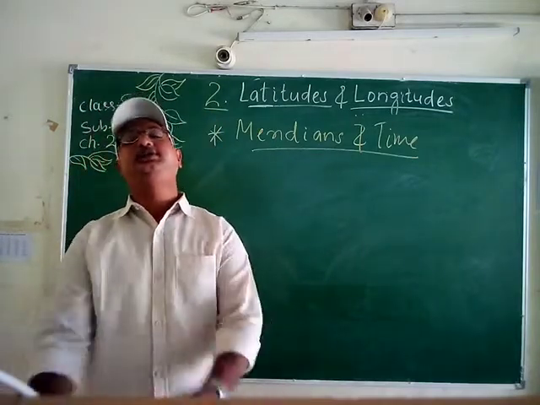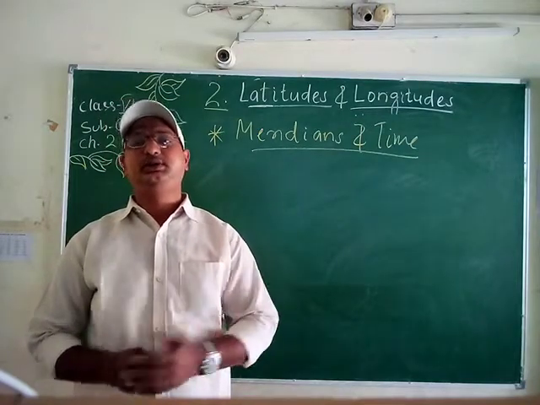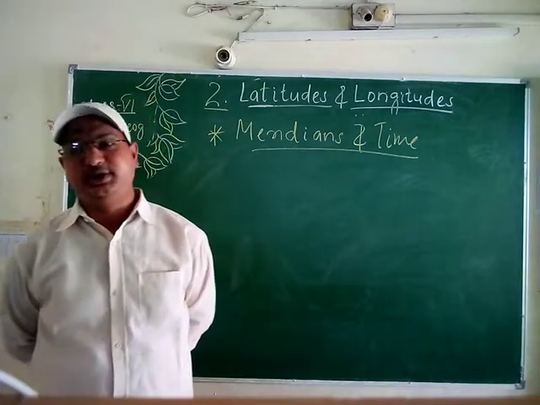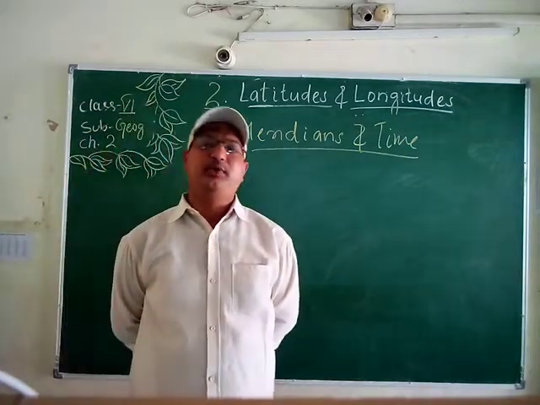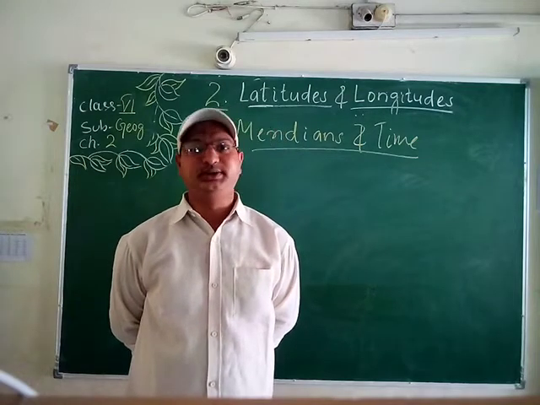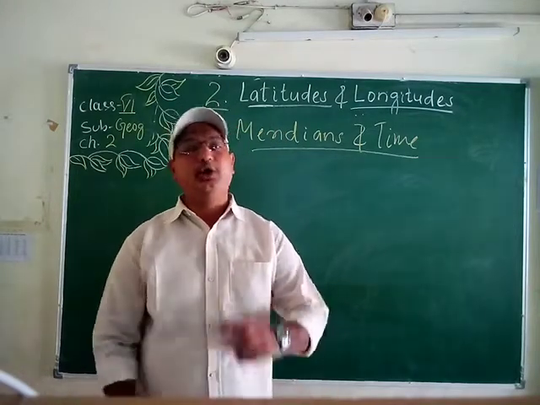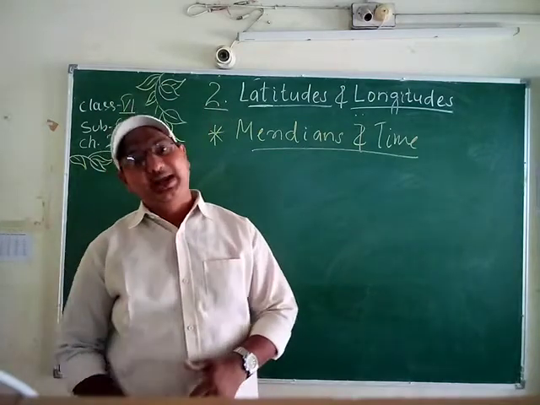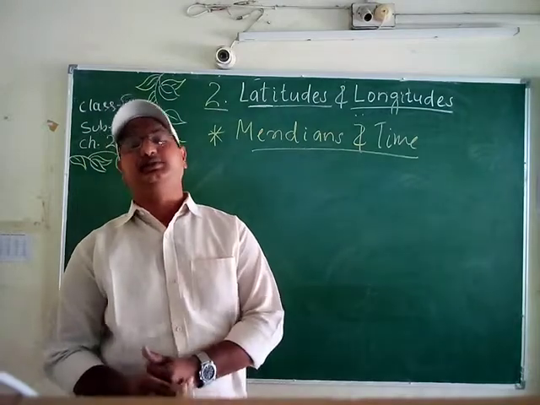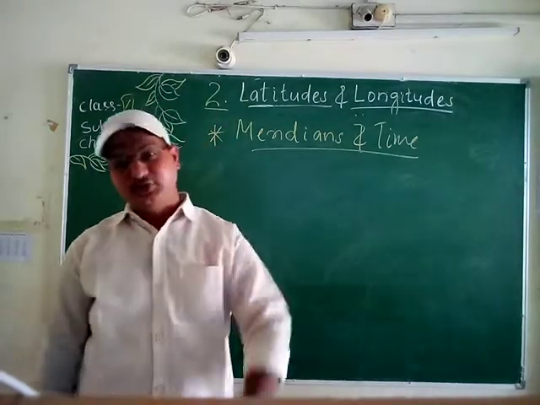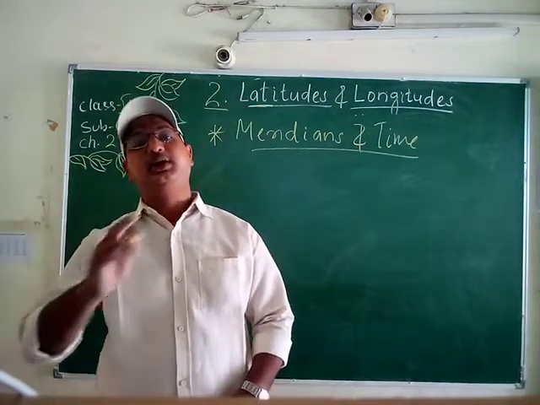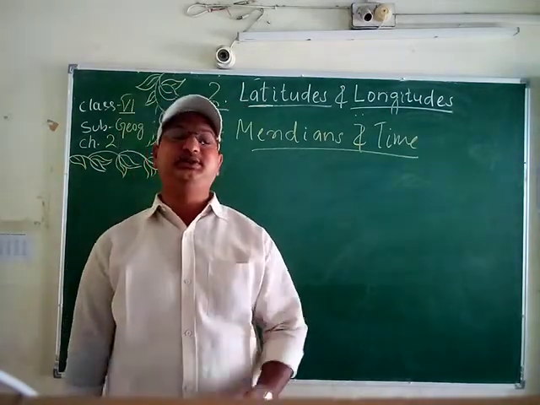The Earth rotates from west to east, and one rotation is completed in one day, that is 24 hours. Students, the Earth takes 24 hours to complete one rotation on its own axis, but it takes 365 and 1 by 4 days to complete one revolution. That's the difference, students. The rotation of the Earth causes day and night, but the revolution of the Earth causes the change of seasons.